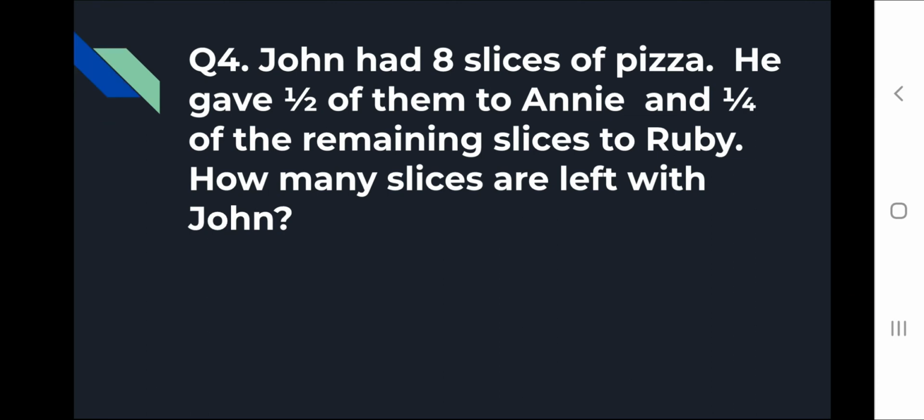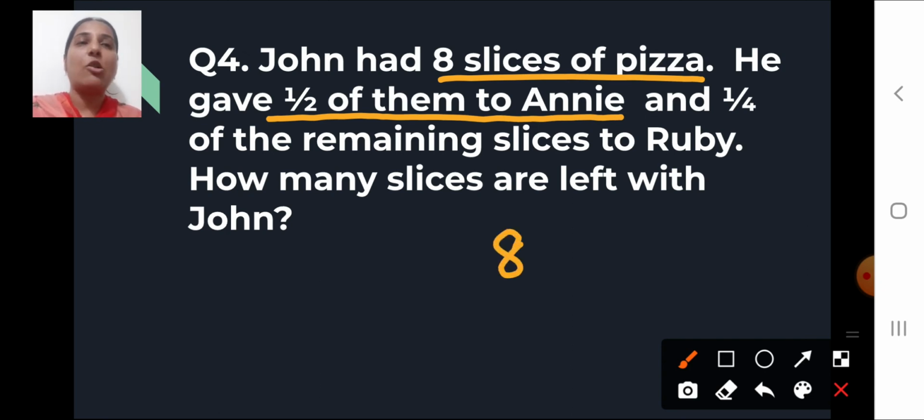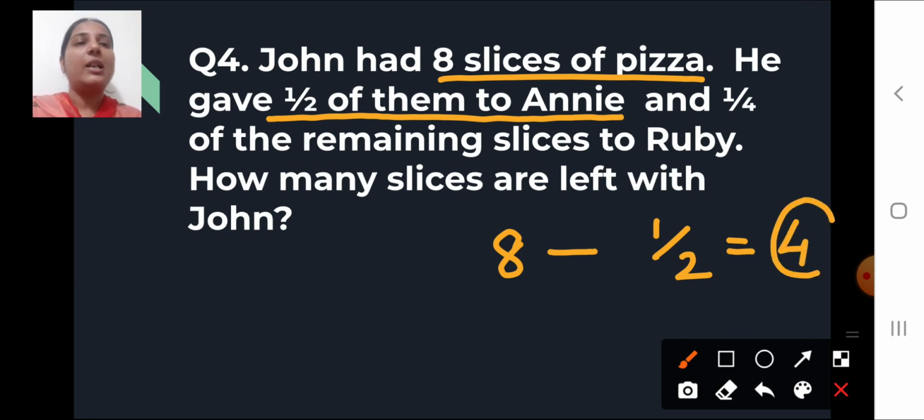So here you can see John is having 8 slices of pizza. He gave 1/2 or half of them to Annie. Suppose he has 8 slices or 8 pieces of pizza. Half of them he gave to Annie. So what will be half of 8? It will be 4. That you can easily write. It means he gave 4 slices to Annie.